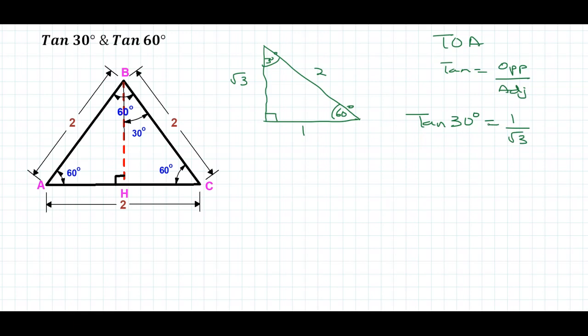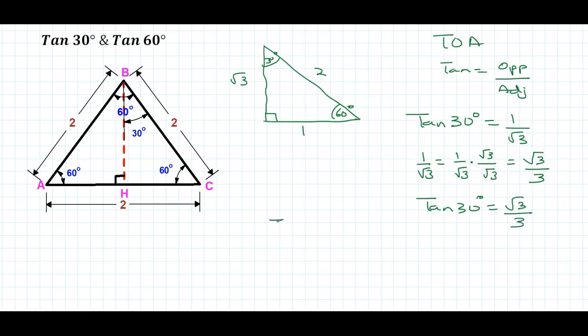Now in math, we don't like to leave irrational numbers in the denominator. It's not just a good practice. I mean, some people do, but for clarity, we're now going to rationalize this radical. So 1 over square root of 3 is going to be the same as 1 over square root of 3 multiplied by square root of 3 divided by square root of 3. So this is going to give us square root of 3 over 3. So tan 30 degrees is square root of 3 over 3.